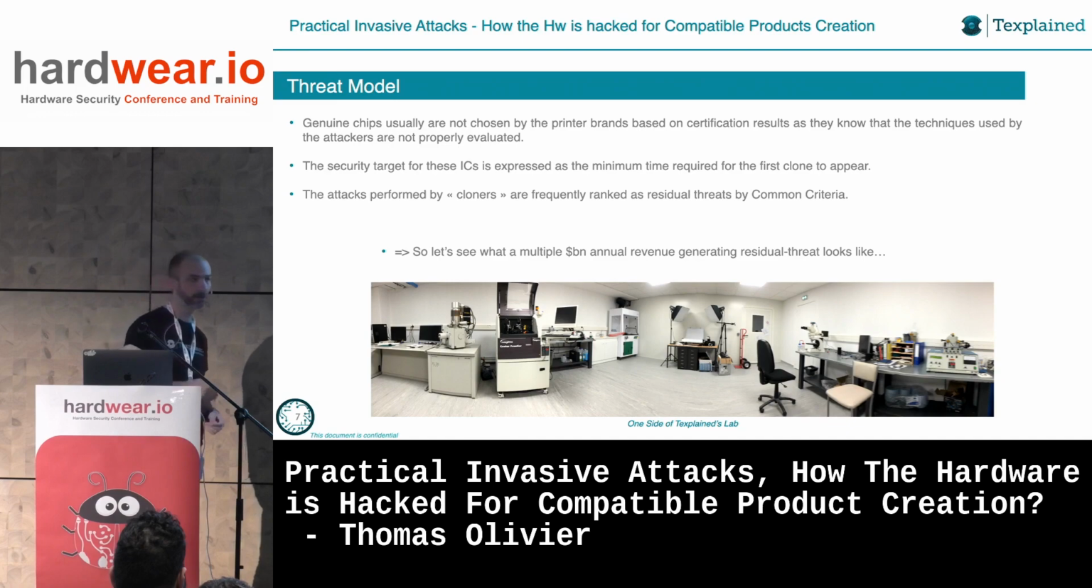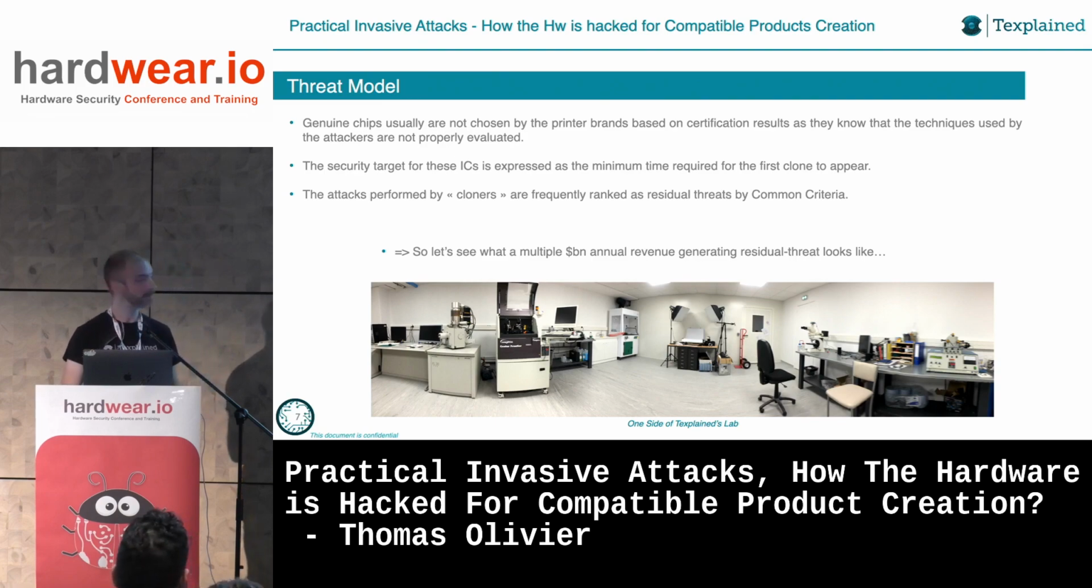right? They don't care about certification schemes and stuff like this. They know that the threat model implies that the attackers will use invasive techniques, right? So the security measure for those guys is the time that it takes for the cloners to have a compatible product. Okay, and they want this time to be big, of course, and it's difficult, right?